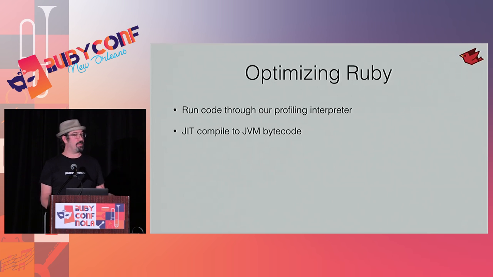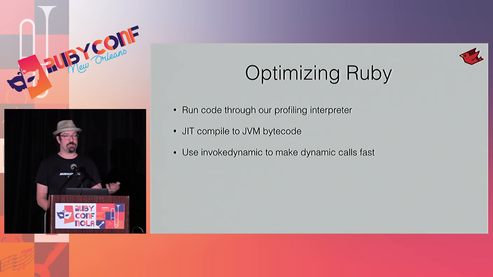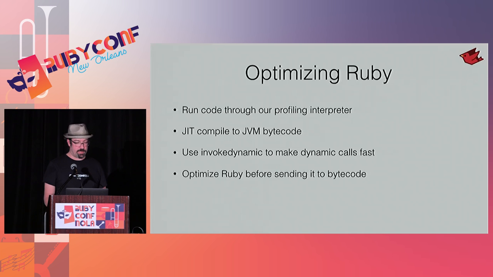Then after we've gathered that information and run for a while, then we JIT compile down to JVM bytecode. The JVM also has a feature called invoke dynamic, which allows us to do dynamic calls, constant lookups, global variables, all those sorts of things in a way that the JVM will optimize much better. And so by using all of these features together, we're essentially optimizing Ruby a little bit before we send it to the JVM to make sure that it can optimize it the rest of the way.